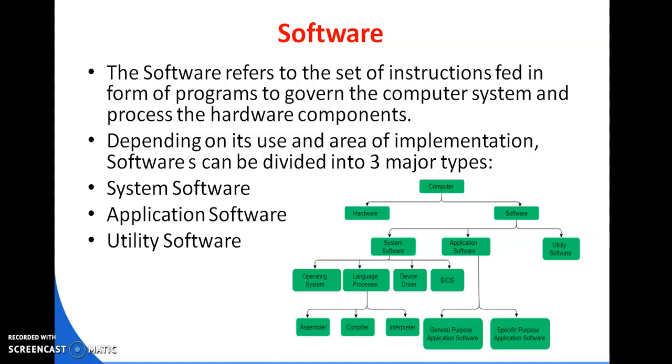The main difference between system software and application software is that without system software, the system cannot run. On the other hand, without application software, the system always runs.